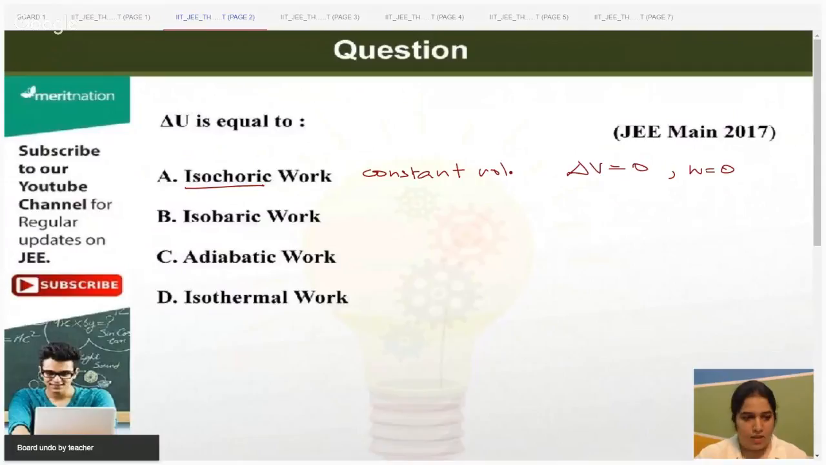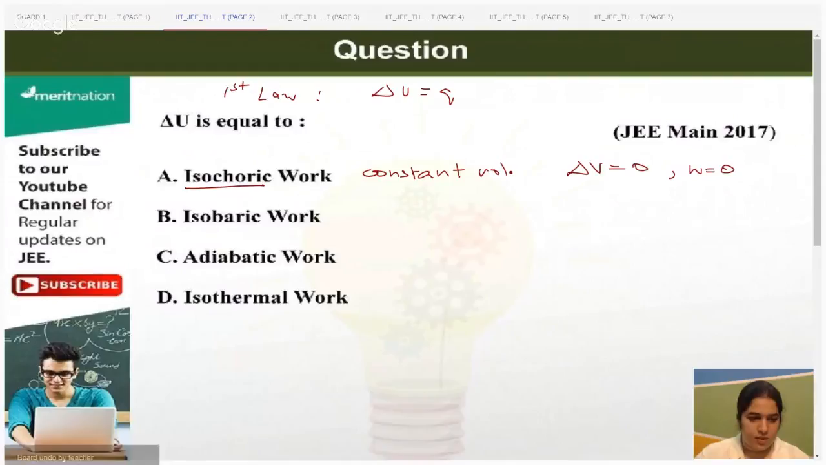And in no case will delta U become equal to 0 when I have isochoric conditions, right? So the first law of thermodynamics, what does it say? Delta U is equal to Q plus W. So if W is 0, then delta U becomes equal to Q, right? Okay, Meghna.